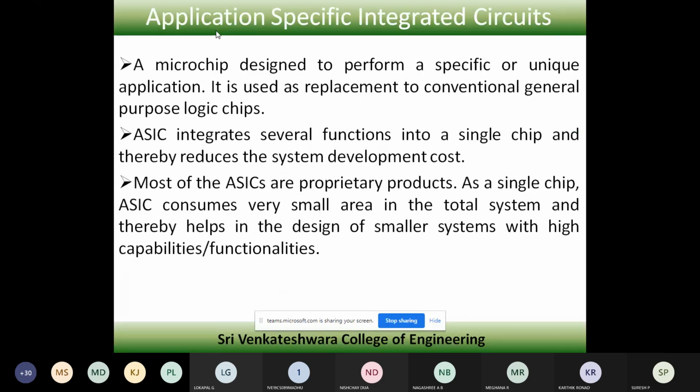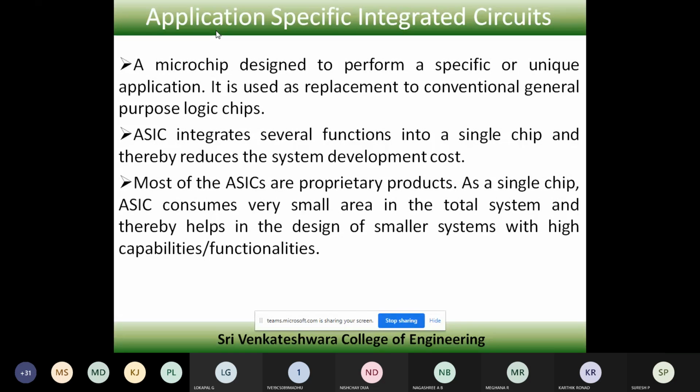So that is about pipelining and load store architecture, which you are going to make useful in your RISC architecture. That is the advantage you are going to have in RISC-based machines. So next comes application specific integrated circuit.